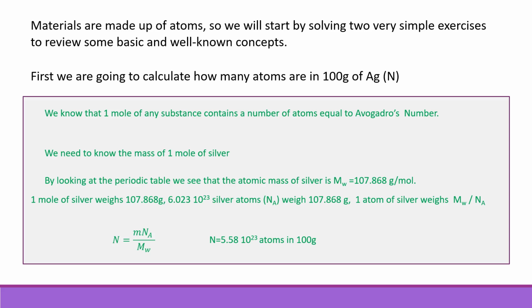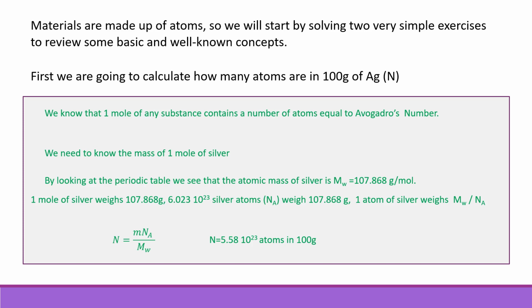We know that 1 mole of any substance contains a number of atoms which is equal to Avogadro's number. We need to know the mass of 1 mole of silver. By looking at the periodic table, we see that the atomic mass of silver is written here: 107.868 grams per mole. 1 mole of silver weighs this amount, so that means 6.023 times 10 to the 23 silver atoms weigh this amount. That's the definition of a mole.